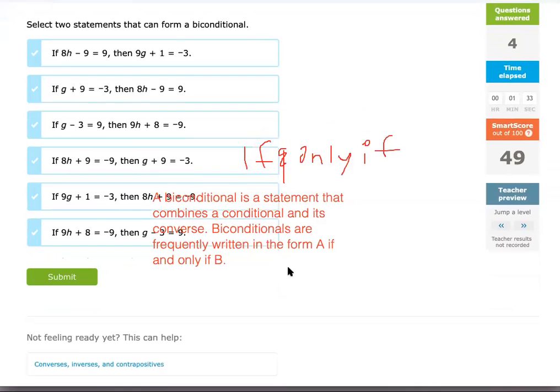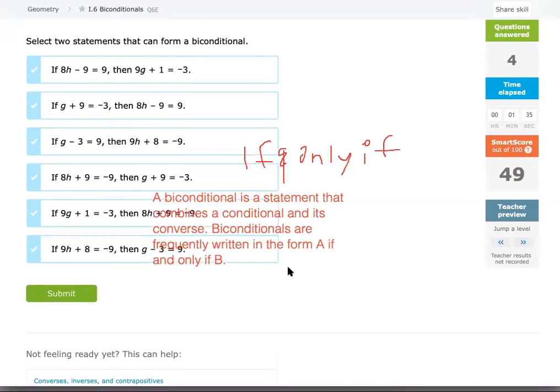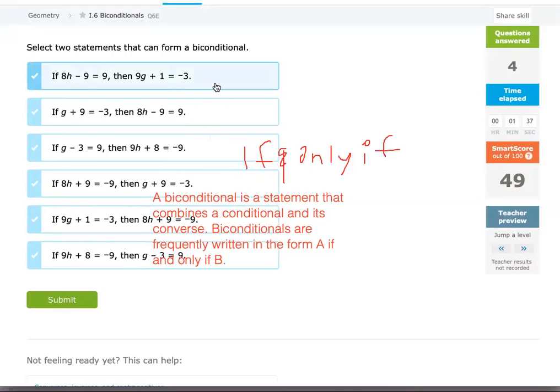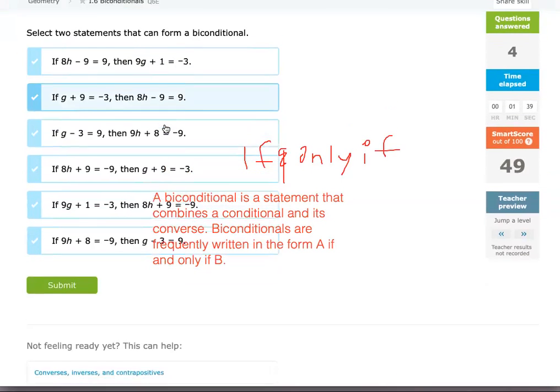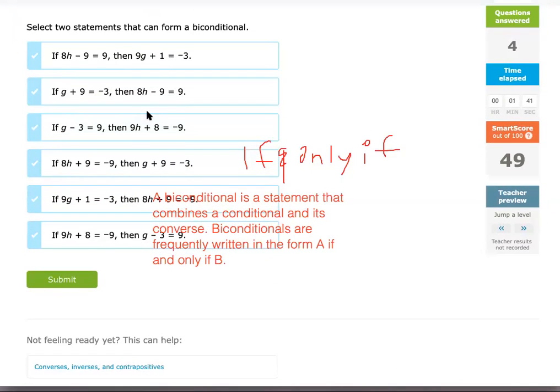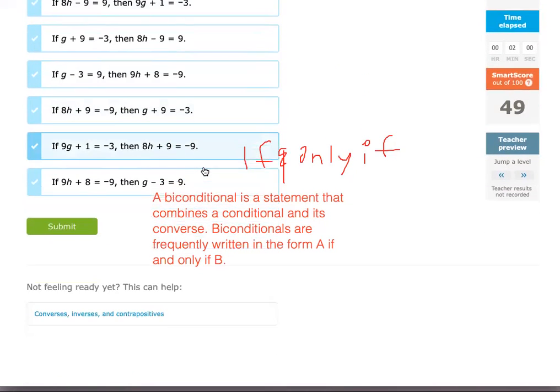Okay. So this one, you're just going to make sure that the two statements can form a biconditional. So basically, you're just going to flip the P and the Q if you remember the last section. So which two connect if I flip it to both sides? So let's see, 8h minus 9 equals 9. Can I find that elsewhere? Okay, it's here, but the second part is different. Okay, I'm looking down all these, if there's two that match up if I flip them.